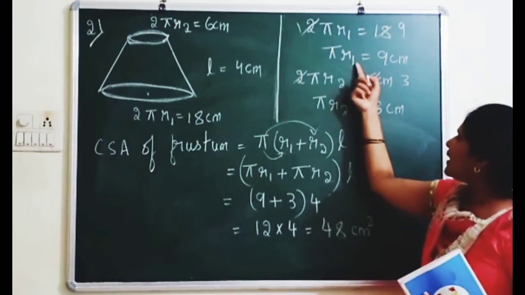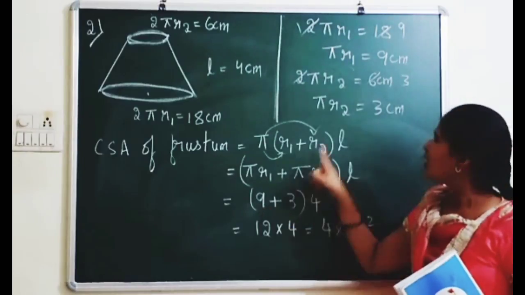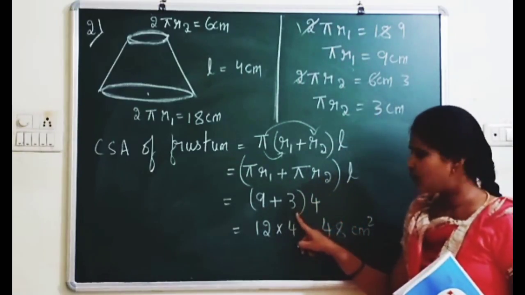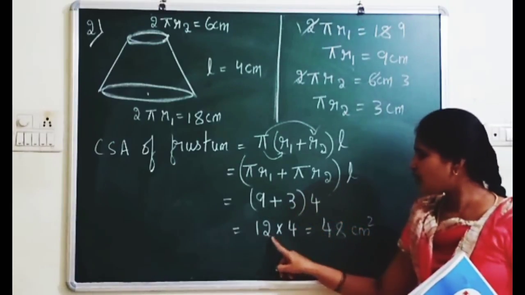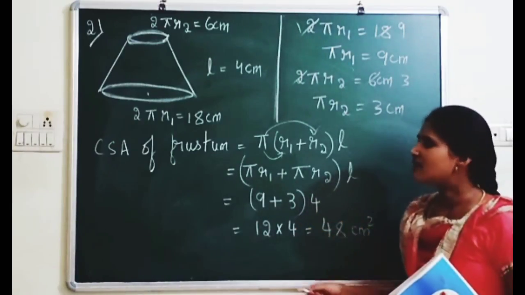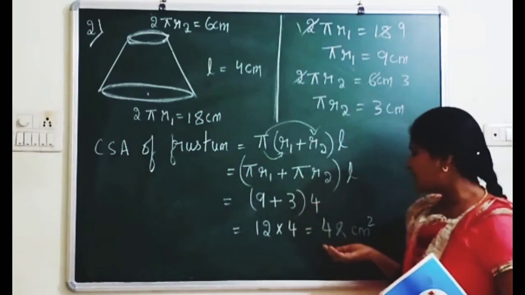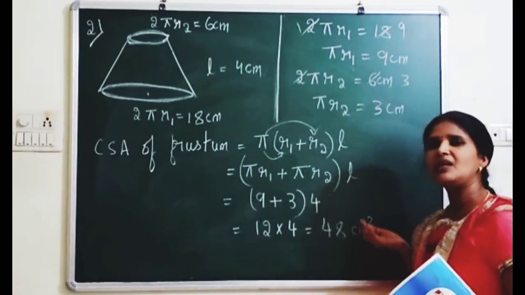And as you know here pi R1 is 9, substitute. Pi R2 is 3, substitute. 9 plus 3, and L is 4. 9 plus 3 is 12. 12 into 4 is 48. So what is the CSA of the frustum we got? 48. What is the unit? Centimeter square.